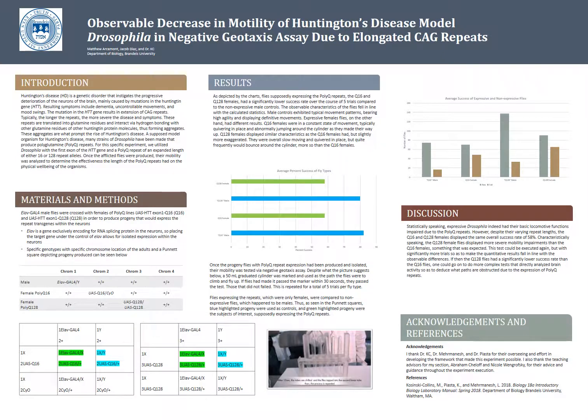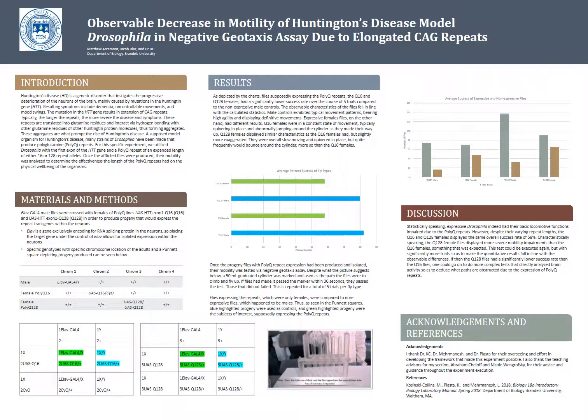Hello, I am Matthew Arsamont, and Jacob and I worked together to produce the experiment Observable Decrease in Motility of Huntington's Disease, Modeled Drosophila and Negative Geotaxis Assay due to Elongated CAG Repeats. Now, what exactly is Huntington's disease?